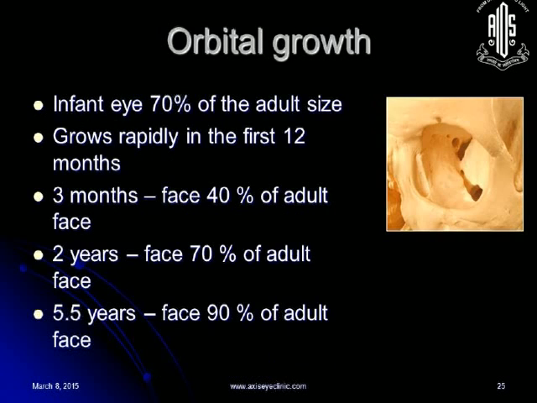The infant eye is about 70% of the adult size, and it grows rapidly in the first 12 months. By the age of 2 years, the face becomes 70% of the adult face. And by 5.5 years of age, the face of the child is about 90% of the adult face. And therefore, whatever intervention you want to do, you should do it early in life.